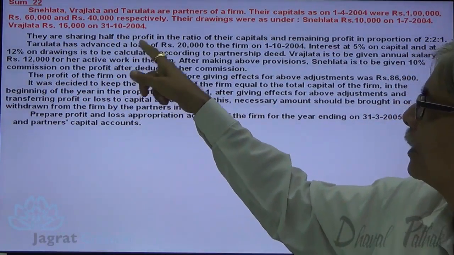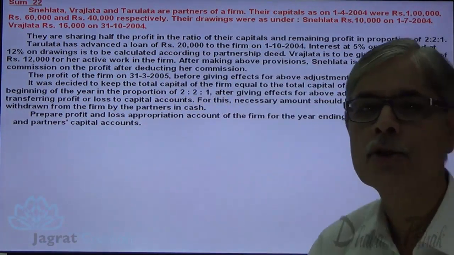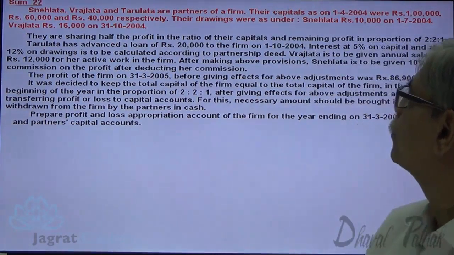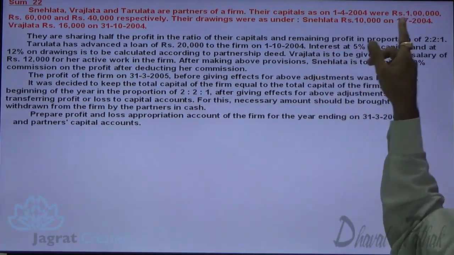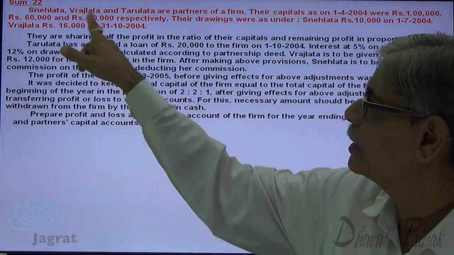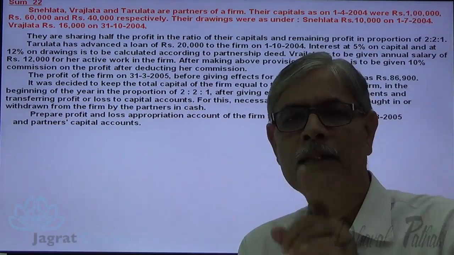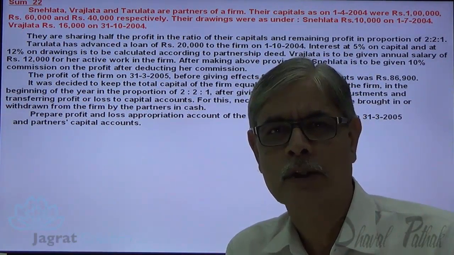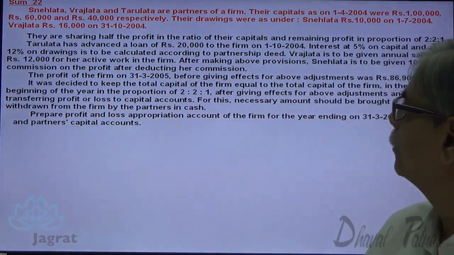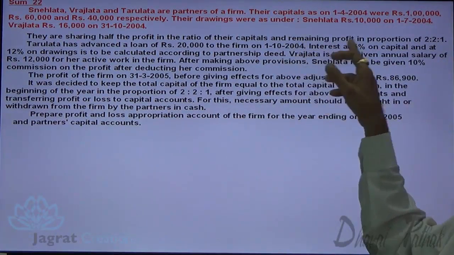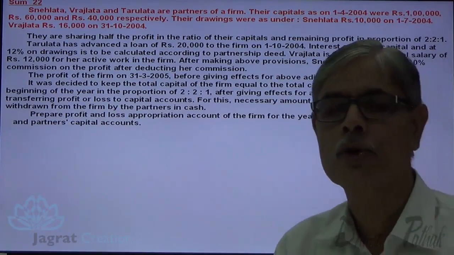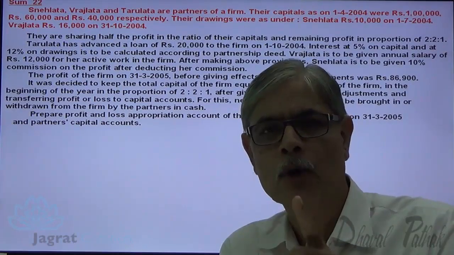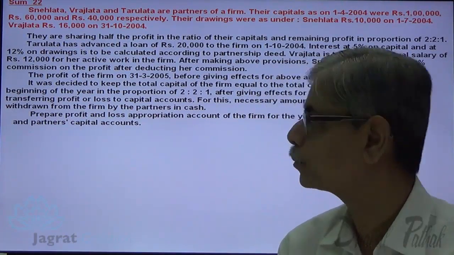They are sharing half the profit in the ratio of their capital. Half the profit is distributed in the ratio of capital. Their capital ratio is 10:6:4, means 5:3:2. So half the profit will be distributed in the ratio of 5:3:2 and remaining profit in the proportion of 2:2:1. So remaining half will be distributed in the proportion of 2:2:1.